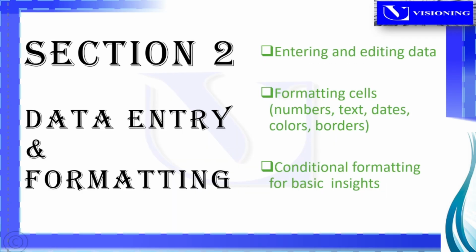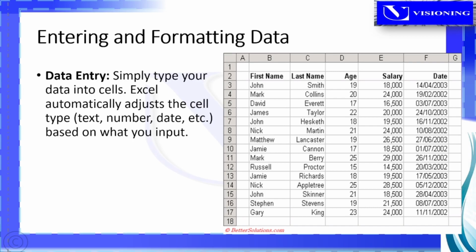So now let's move on to the next session, that is the data entry and formatting. Here we are going to look on how we will enter the data and also edit the data. We will also look on how to format each cell, being the number, the text, the dates, colors, and also borders. And we will look at the conditional formatting for basic insights. So data entry, simply type your data into cells. Excel automatically adjusts the cells based on what you input.